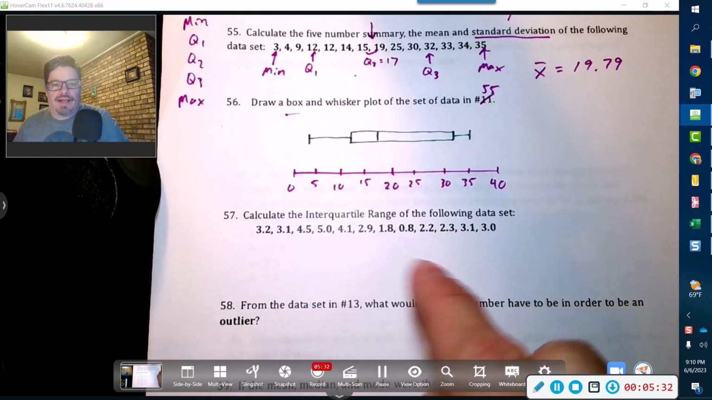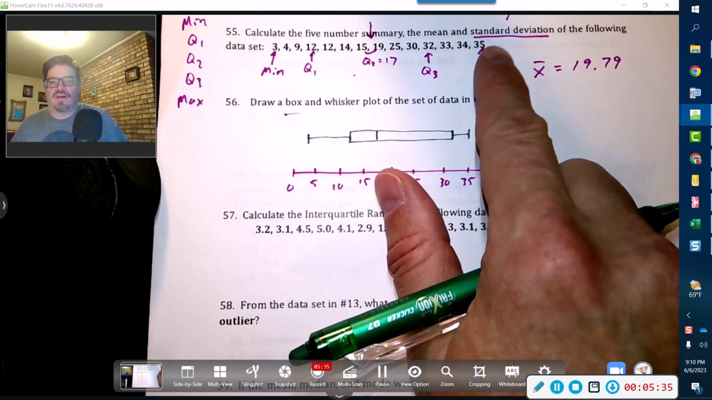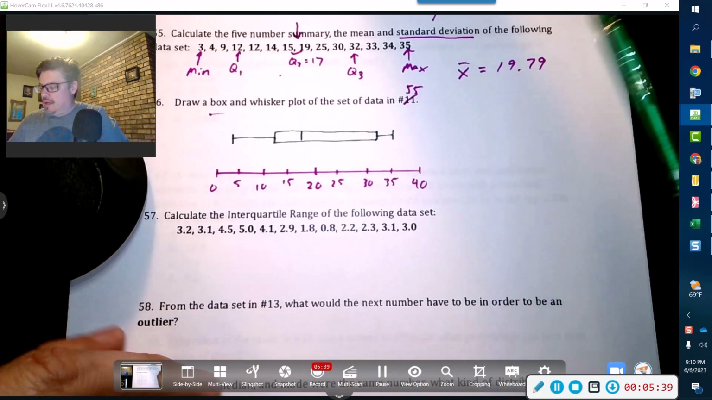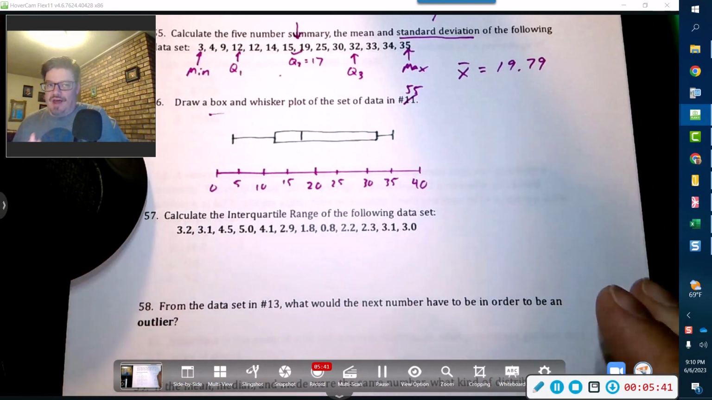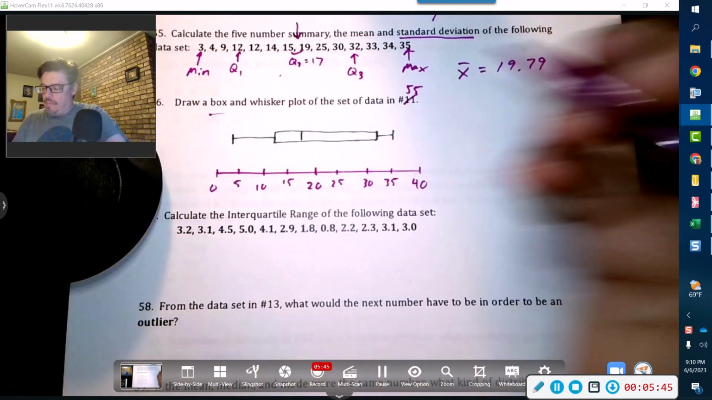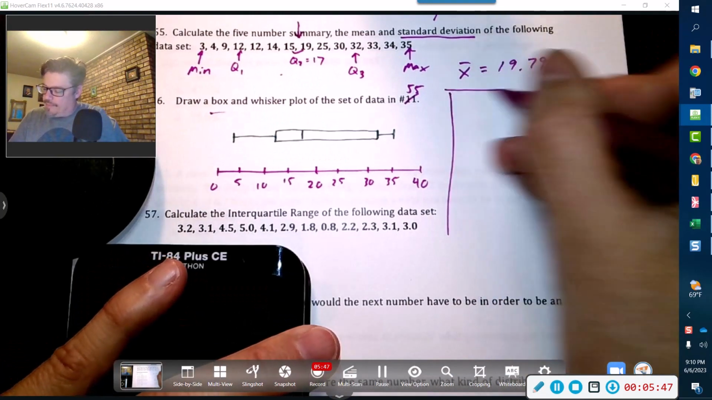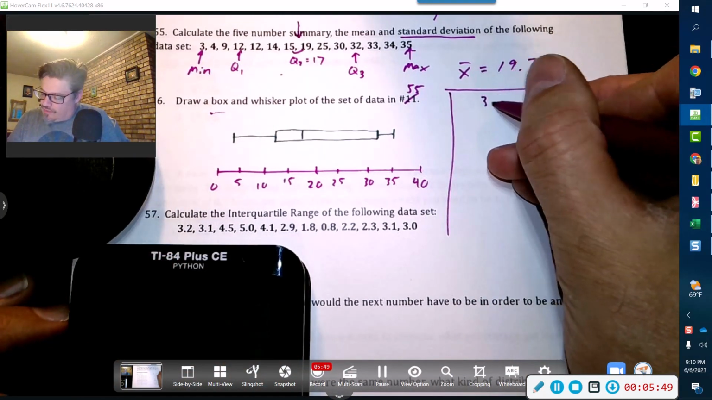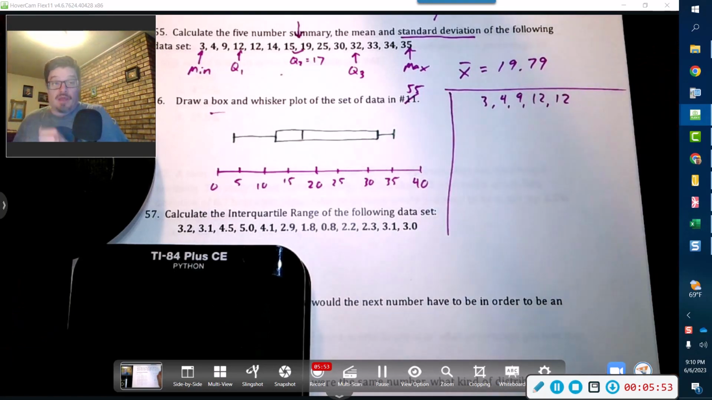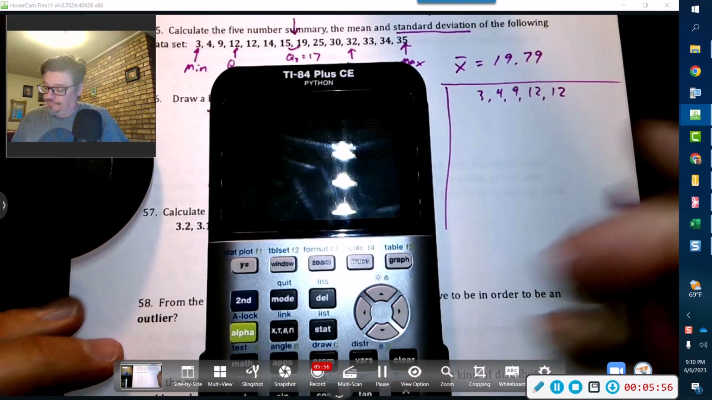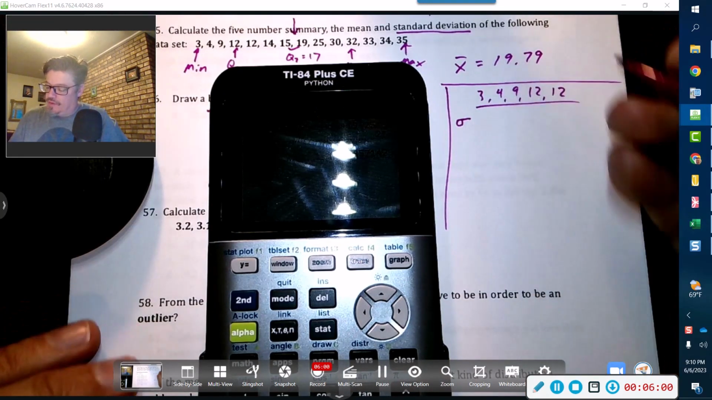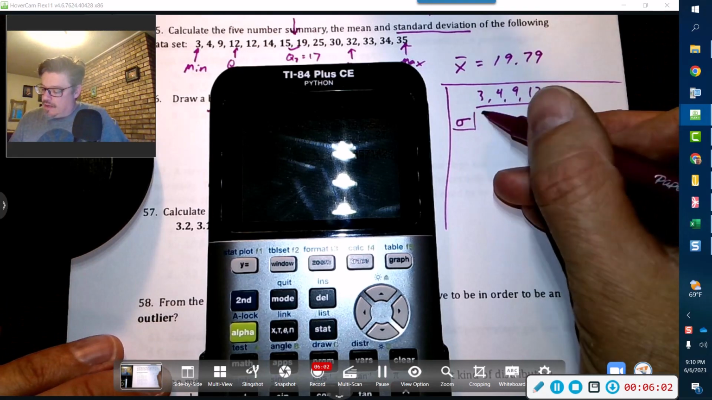But right now what we're going to do is find the standard deviation. Standard deviation would look like this. We're only going to do it with the first 5 numbers. I'm going to pretend that this is just 3, 4, 9, 12, and 12. Now I need the average of those numbers. Remember, the standard deviation symbol is this guy. I'm just going to put what he is.